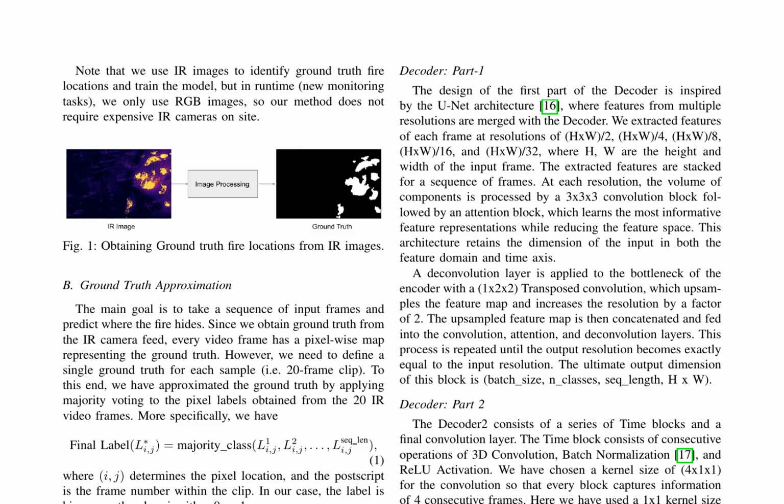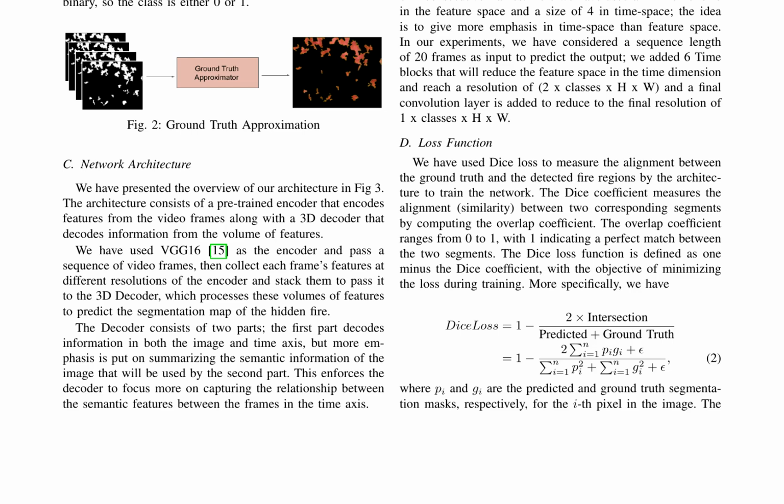The proposed method for obscured fire detection uses RGB images at runtime, eliminating the need for expensive IR cameras on site. Ground truth fire locations are obtained from IR images, and a sequence of input frames is used to predict where the fire is hidden. The ground truth is approximated by applying majority voting to the pixel labels obtained from 20 IR video frames, resulting in a single ground truth label for each sample.